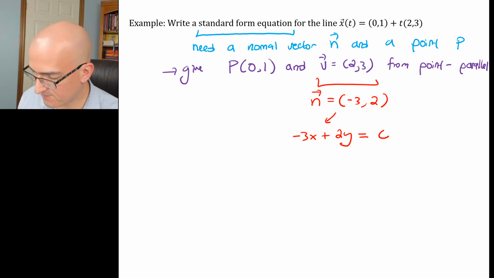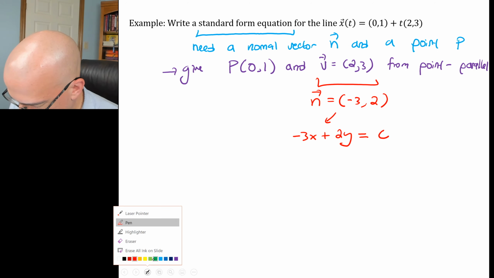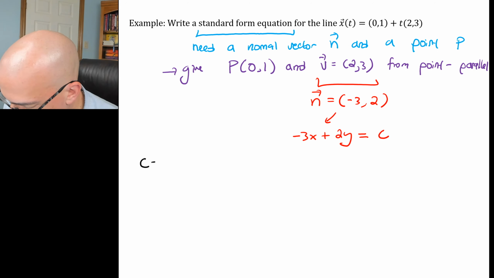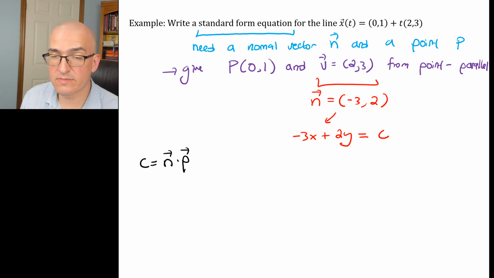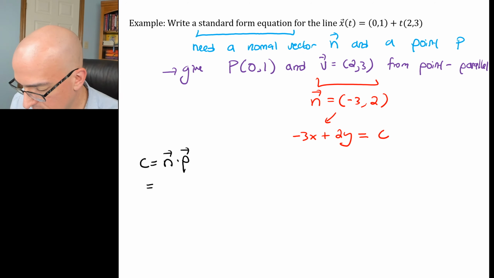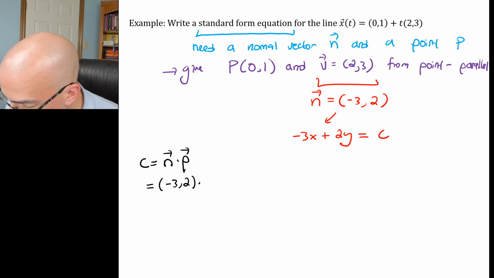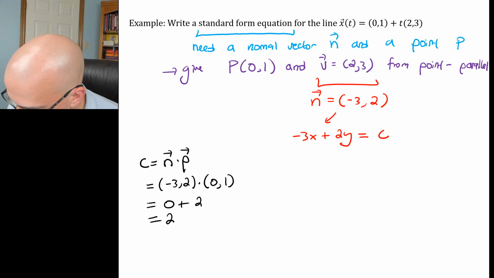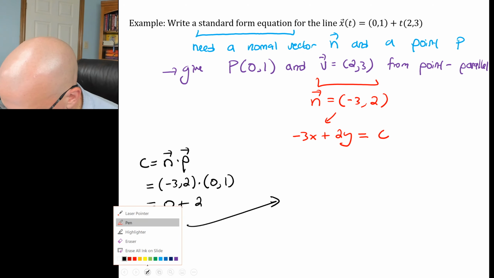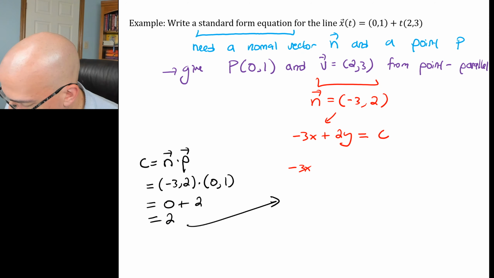Now how do we get c? C is equal to n dot p. Shortcut. I'm going to use it. We already went through the derivation twice. So normal vector n, negative 3, 2 dot p, 0, 1. We get 0 plus 2 equals 2. So that we'll put in there for c. Negative 3x plus 2y equals 2.